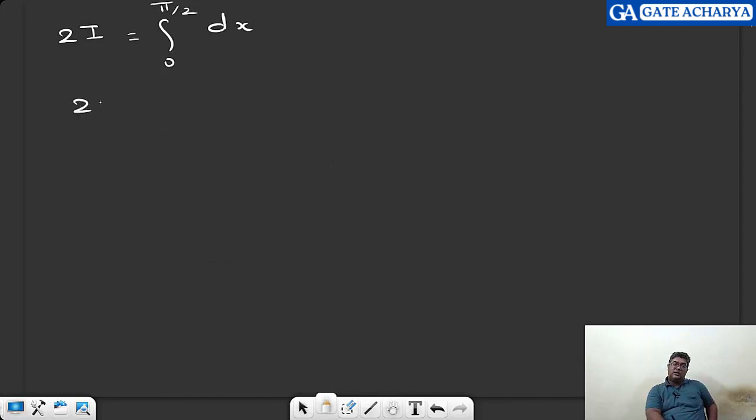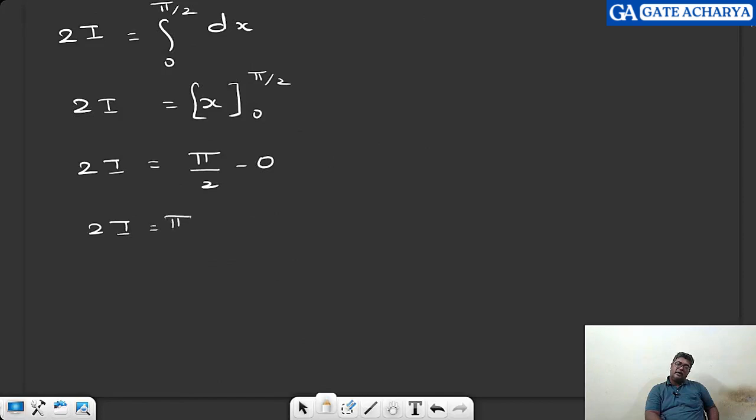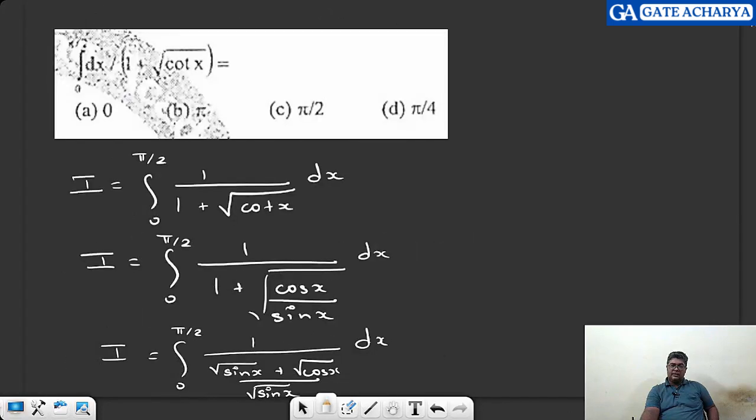Now 2I is equal to what is the integration of dx? It is x. Limit is from 0 to pi by 2. When I apply the limit, I am just going to get pi by 2 minus 0, which is technically still pi by 2. So 2I is equal to pi by 2, or I is equal to what? Pi divided by 4. And that is the answer. Is there an option like that? Yeah, the answer is the option pi divided by 4.